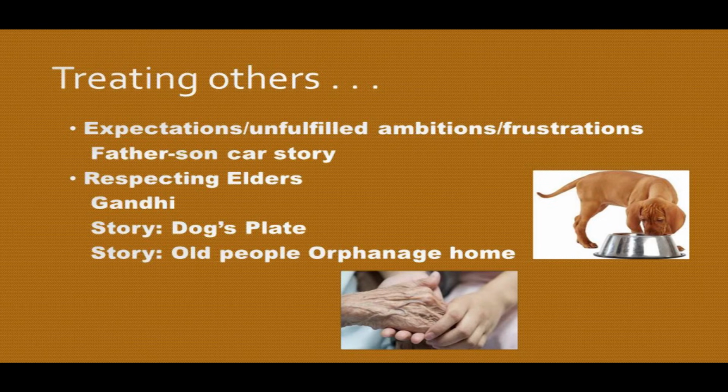About treating others, let me tell you two or three things in terms of relationships which are very crucial: the one that parents have with their children and the one that children have with their parents. Okay. As many of you have liked the stories that I have been telling, I would like to end this module again by telling you two or three stories.